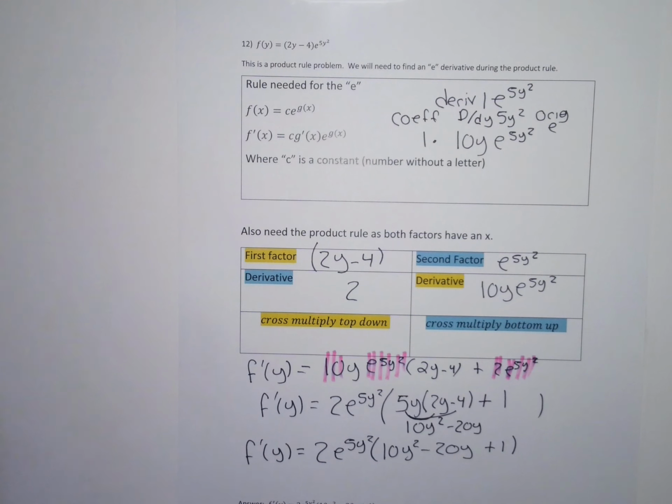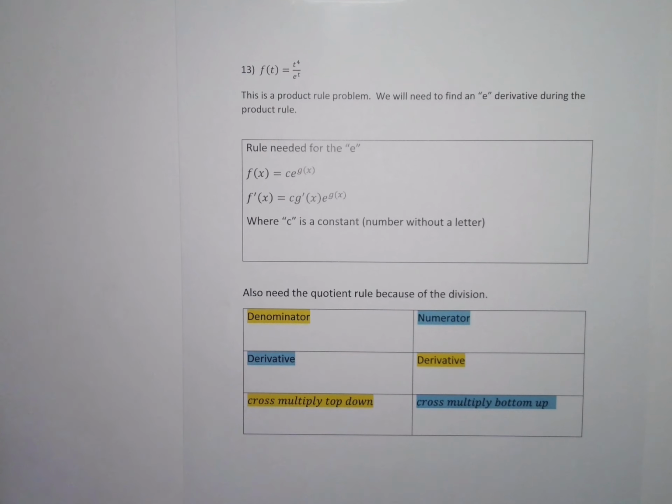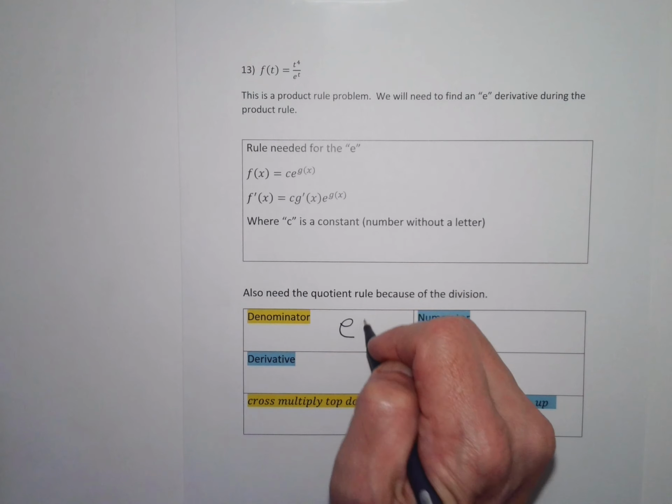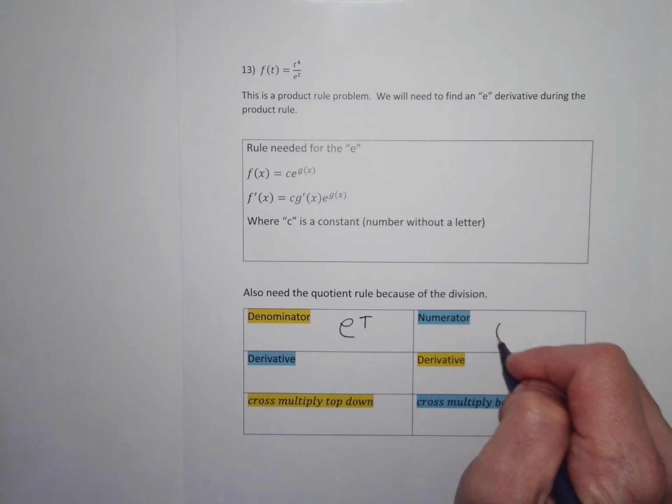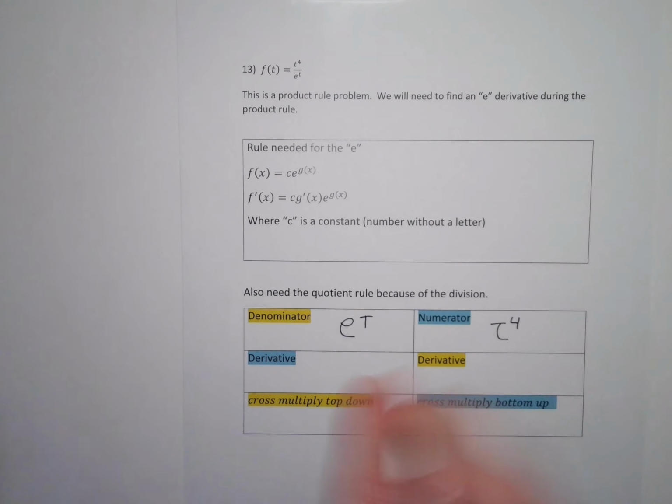So that's good for number 12. 13 is dividing, and I can't get rid of it. I probably could get rid of it and rewrite it because of the monomial, but that'd be crazy to do. So I see a division, I'm going to use the quotient rule. I'm going to write down the denominator and the numerator, and then take the derivative of each.